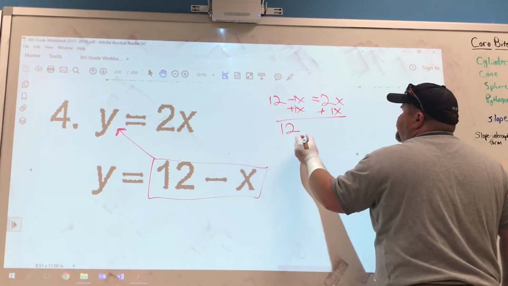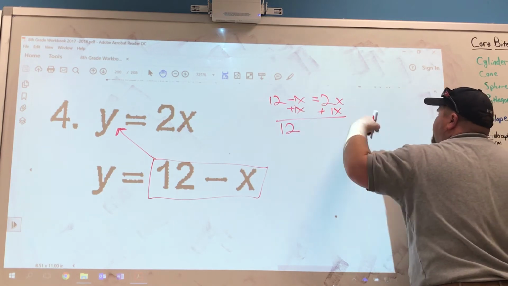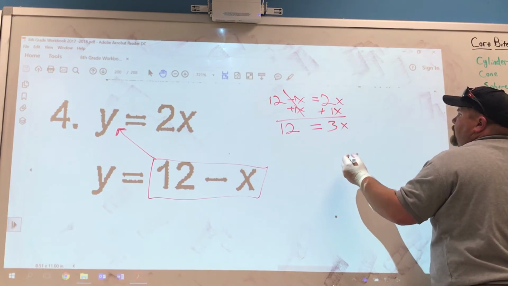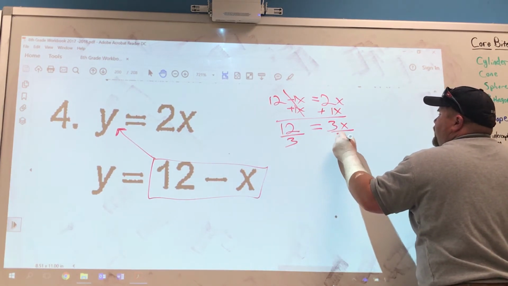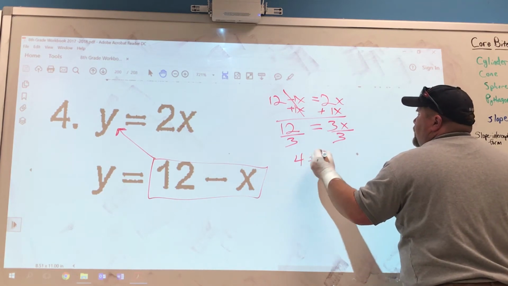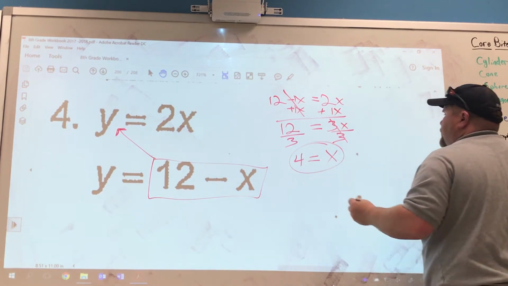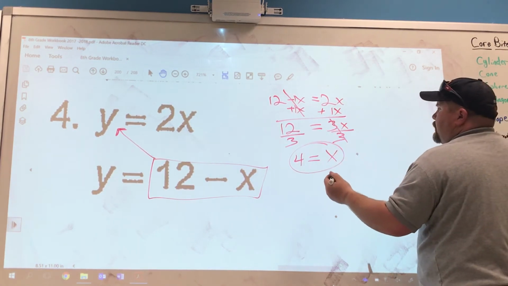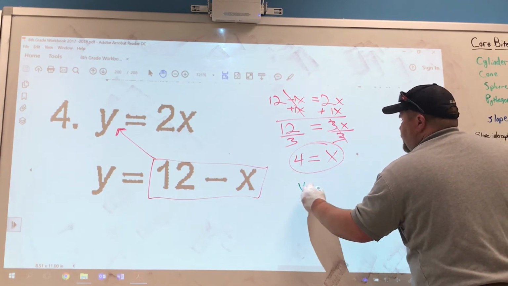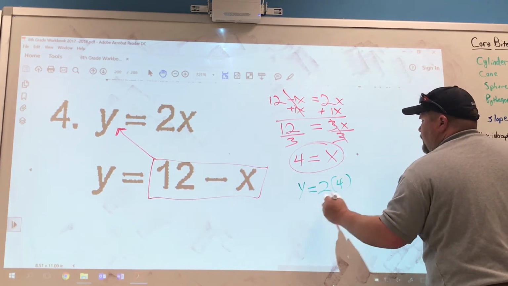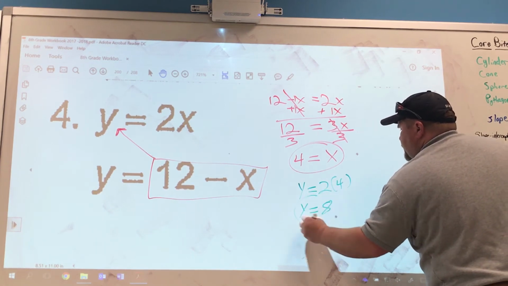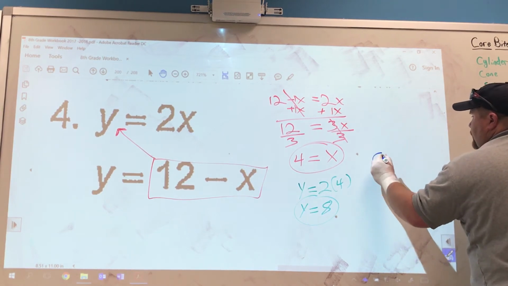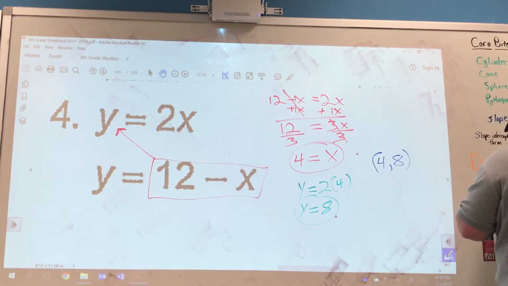And if it helps, put an understood 1 in there. So I have 12, negative 1x, positive 1x cancel each other out, so those are gone. 2x plus 1 more x is 3x. Last step will be to divide both sides by 3. 12 divided by 3 is 4 equals x. There's my x value. And so now I need to plug that back in. Either one works, so we can just plug back into that first one. So y equals 2 times x, and x is a 4. So y equals 8. And so our final answer is 4, 8.